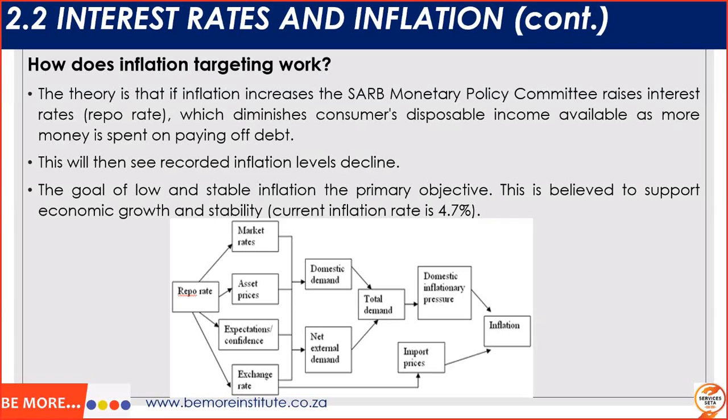The goal of low and stable inflation is the primary objective. This is believed to support economic growth and stability. Our current inflation rate is sitting at about 4.7% in the country. Any questions on inflation targeting? How it works?